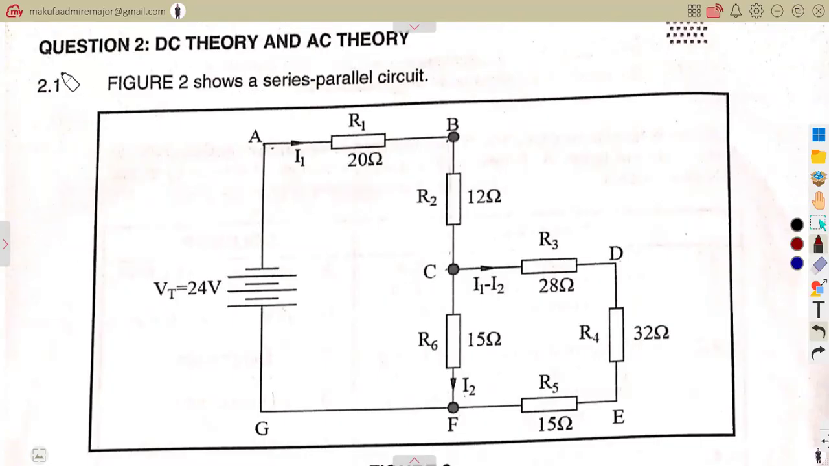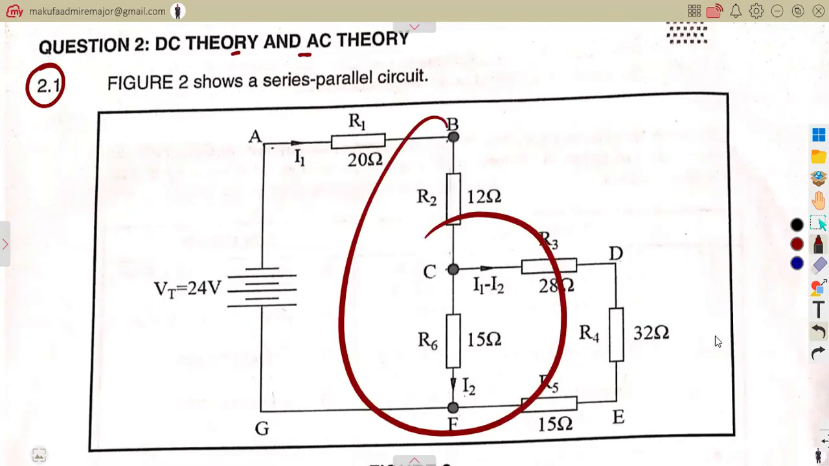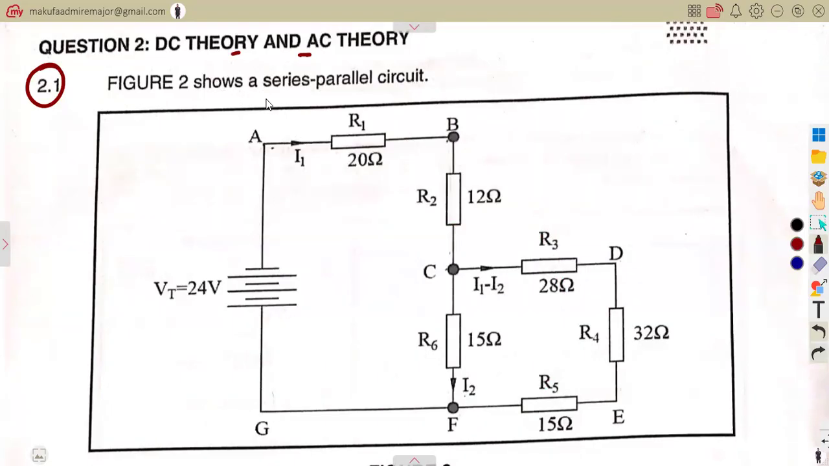All right, question 2 and 2.1. This is DC theory and AC theory, the first part being on DC. We are given a circuit that shows a series parallel circuit. If you consider this circuit, this was a wrong presentation. We do understand the current flows from the positive in this way. So either you correct your currents or you correct your diagram. This side was supposed to be the positive and this the negative. This was a wrong illustration that was presented there.